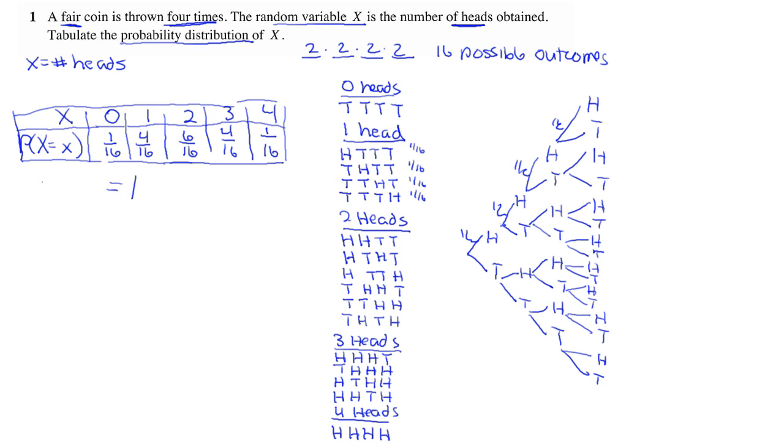The last thing I want to tell you is that when you're doing your probability distribution table, make sure that all the probabilities add up to 1. If they don't, then you've missed something, and you can go back and check it.